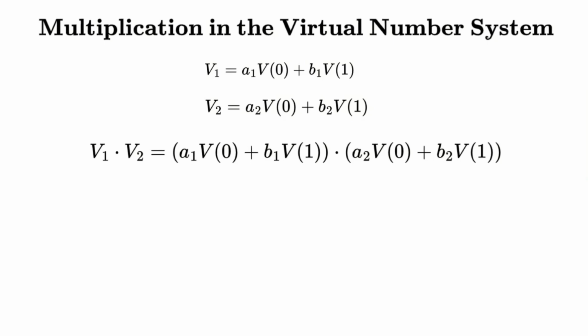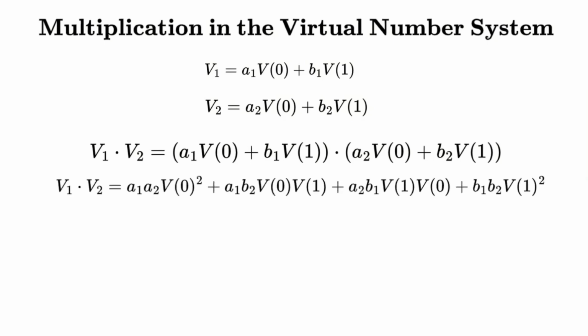Using the distributive property, we can rewrite the expression as v1 times v2 equals a1 times a2 times v of 0 squared plus a1 times b2 times v of 0 times v of 1 plus a2 times b1 times v of 1 times v of 0 plus b1 times b2 times v of 1 squared. Now let's simplify each term using the properties of v of 0 and v of 1. First, recall that v of 0 equals 1. Therefore, v of 0 squared equals v of 0, which equals 1, and v of 0 times v of 1 equals v of 1. Similarly, v of 1 times v of 0 equals v of 1.